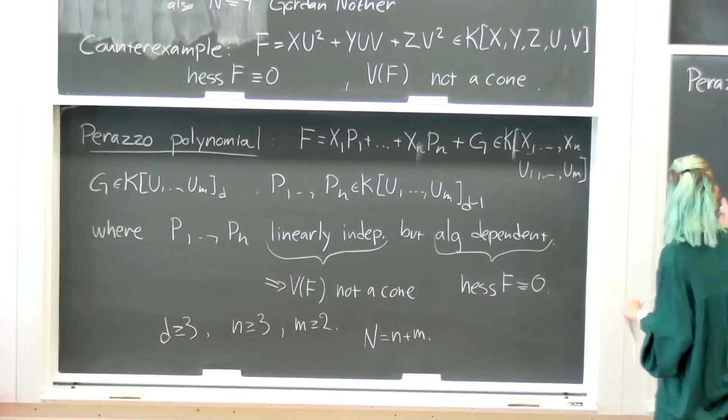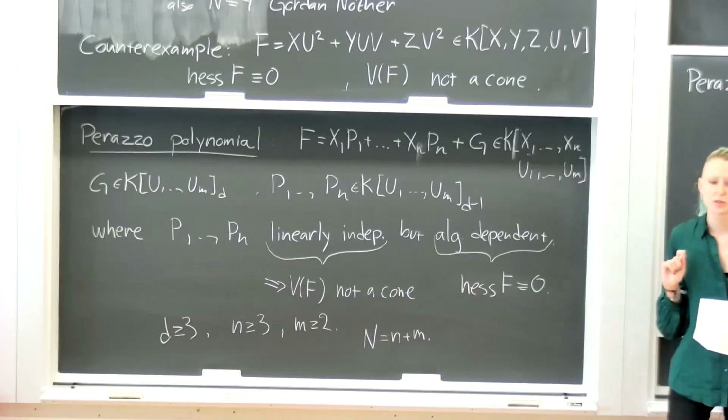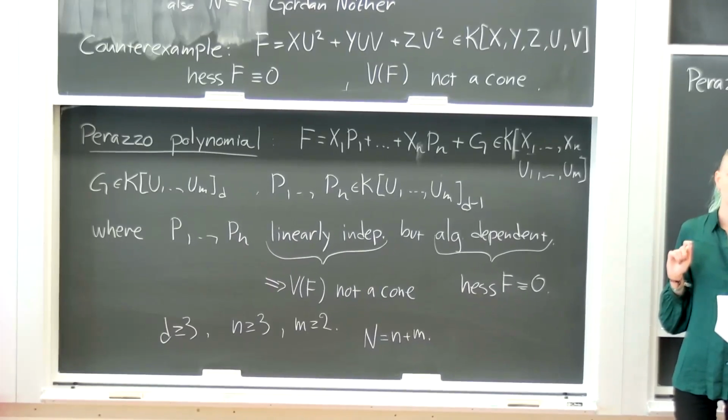Okay, so these algebras, the Perazzo algebras, they do not have the strong Lefschetz property.